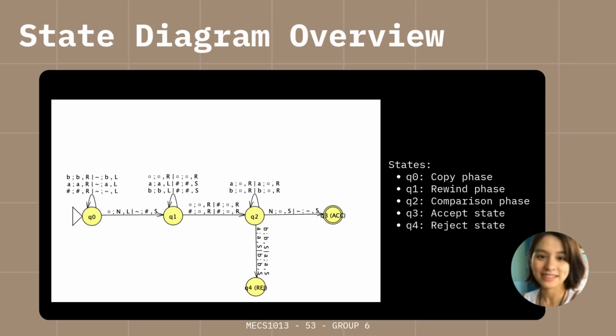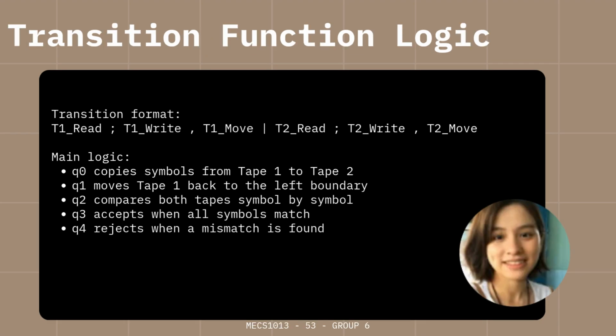So this is the state diagram built in JFLAP. The machine starts at Q0 where it copies the input from tape 1 to tape 2 in reverse order. Then it moves to Q1 where the tape 1 head is moved back to the starting position. After that, the machine enters Q2 where both tapes are compared symbol by symbol. If all symbols match, the machine reaches Q3 and accepts the input. If any mismatch is found, it moves to Q4 and rejects the input. The transition functions define how the machine reads, writes, moves, and changes states.